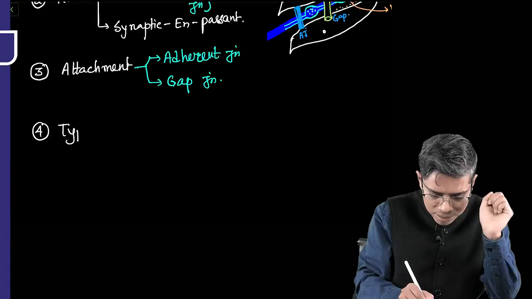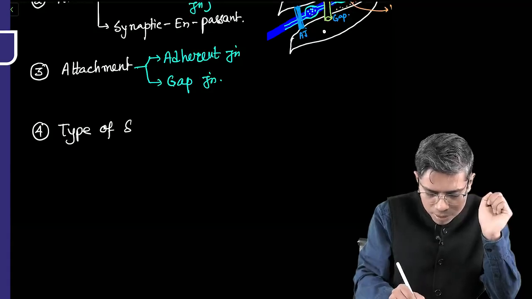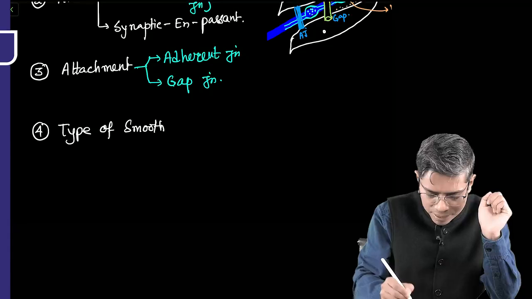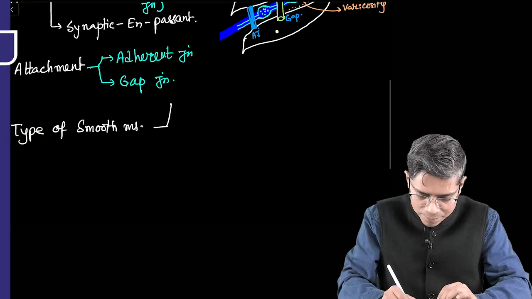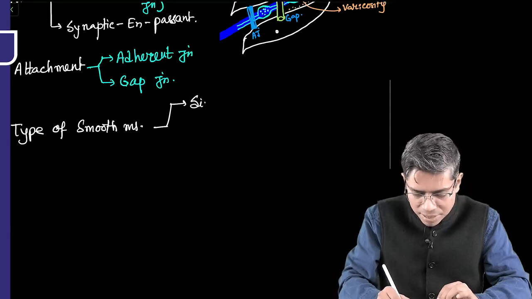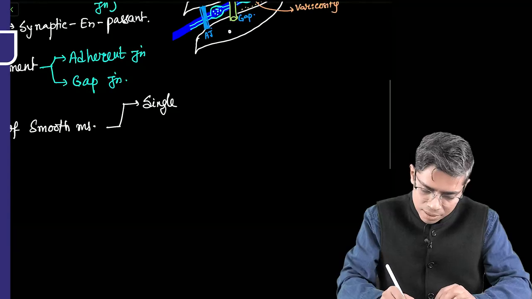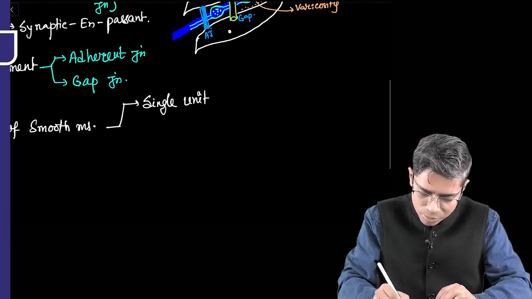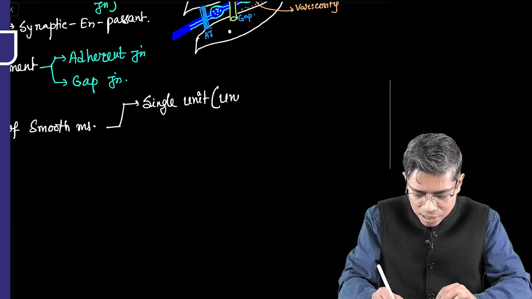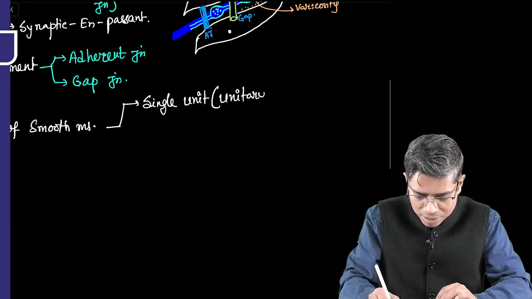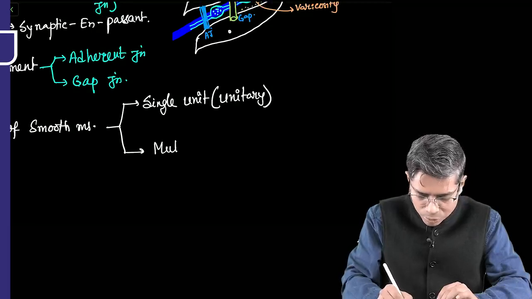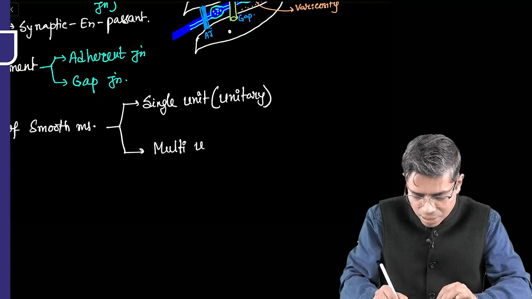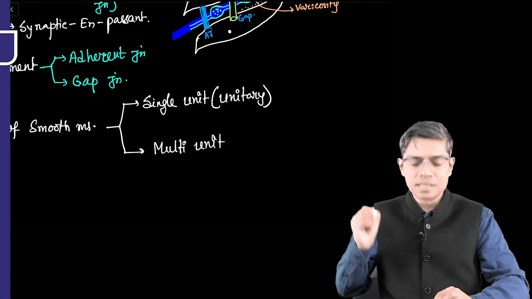Type of smooth muscle. So there are two main types of smooth muscle: single unit smooth muscle, which is also known as unitary smooth muscle, and the second one is the multi-unit smooth muscle, or multi-unit muscle.